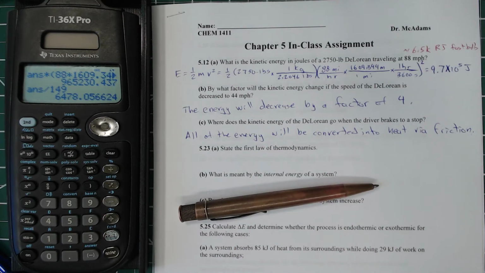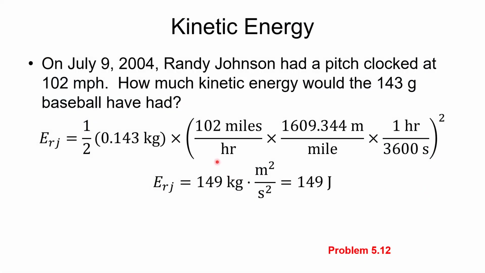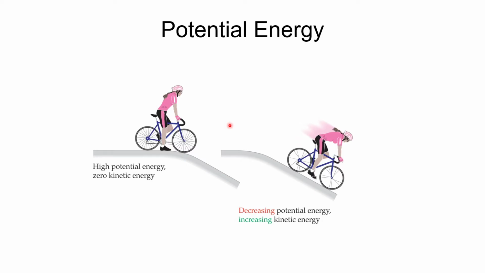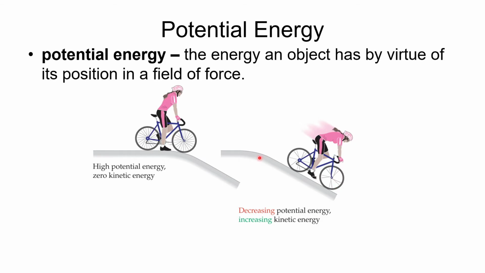Okay, so we now want to go back to our presentation and look at potential energy. Here, again, we're going to use the bicyclist as an example. She has a relatively high potential energy to start with, and it decreases as time goes on, and her kinetic energy is increasing.